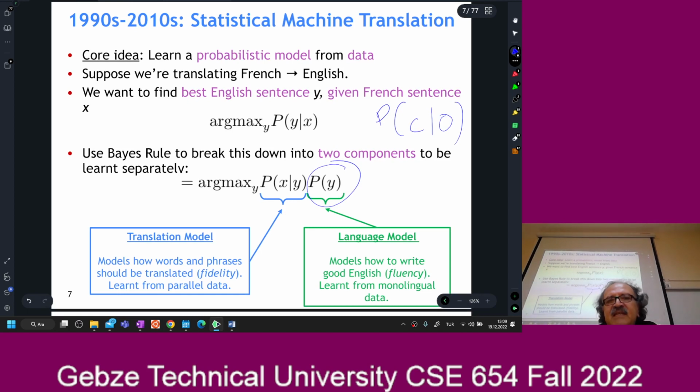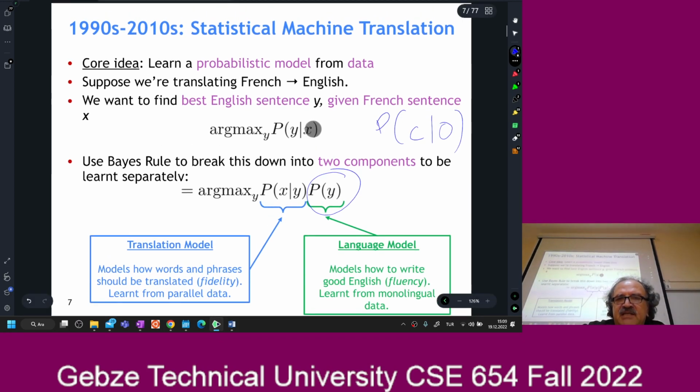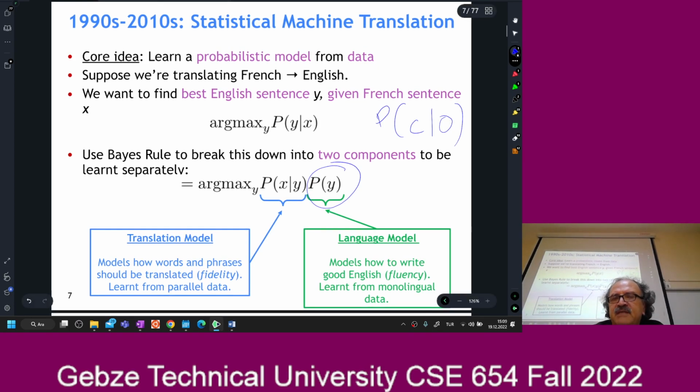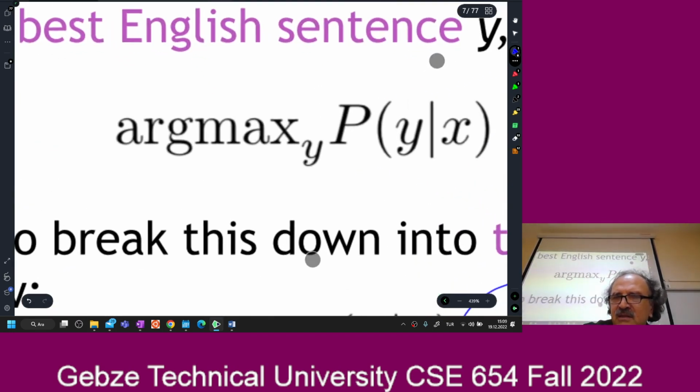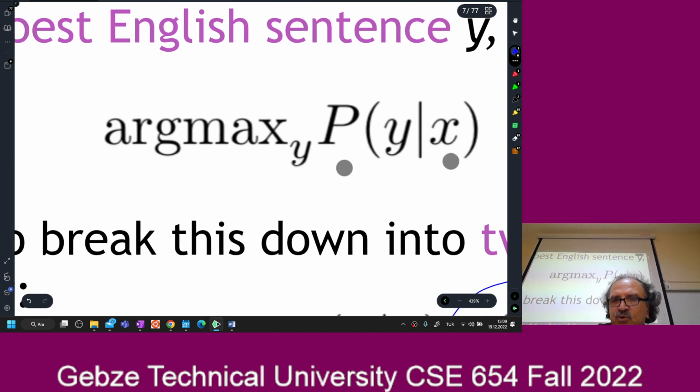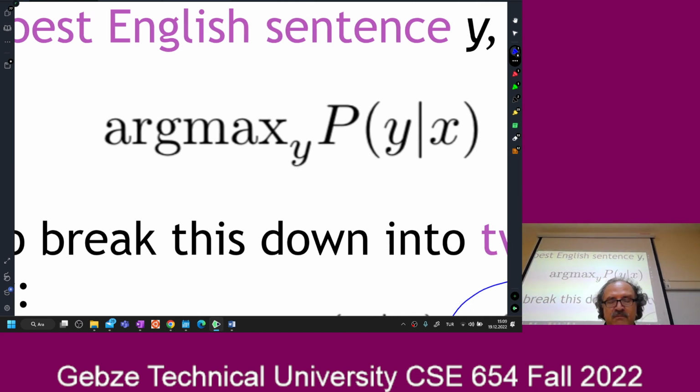So, what is statistical machine translation? Given this French sentence X, what is the probability that I am producing this English sentence corresponding to that one? And run this argmax expression over all the possible, okay, just carefully listen to this sentence. Run this argmax expression over all the possible English sentences to make this probability maximum.